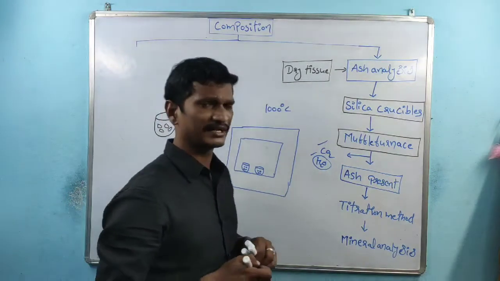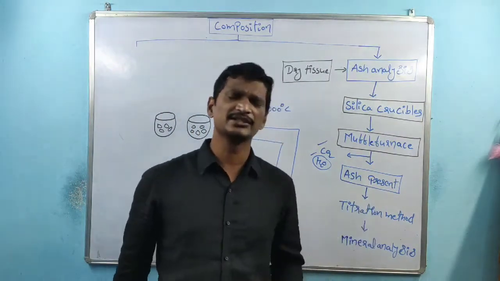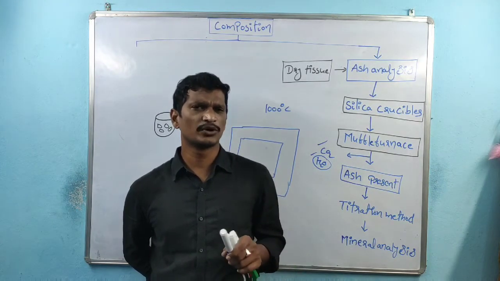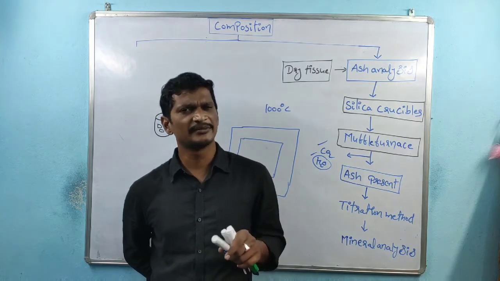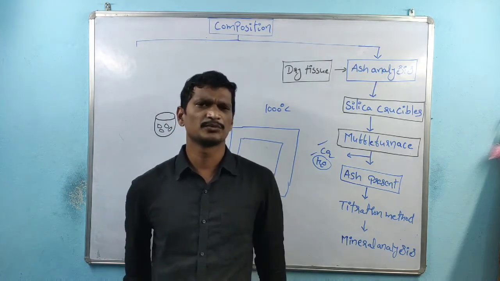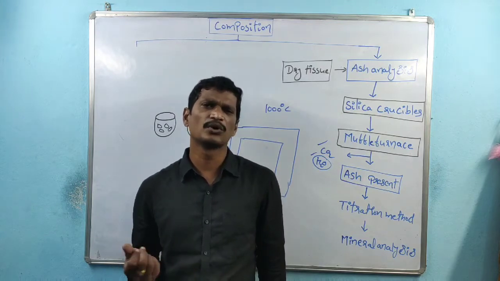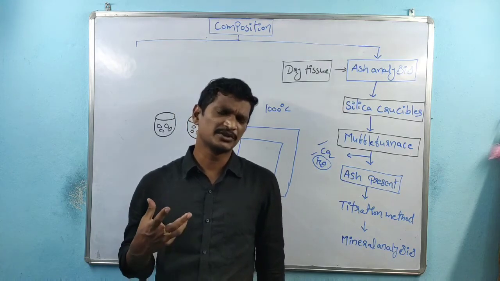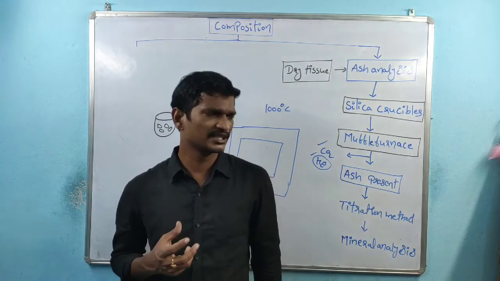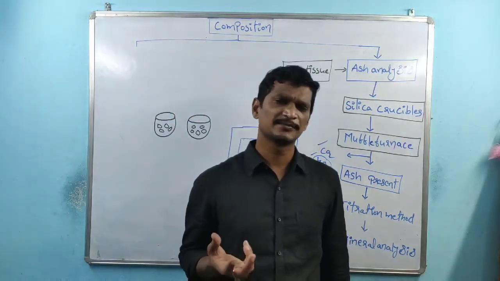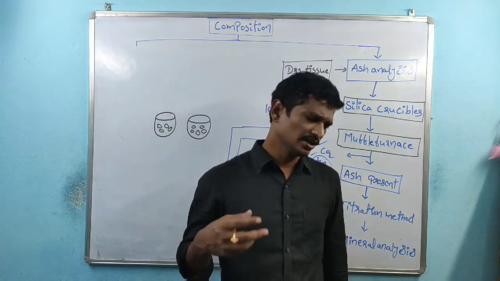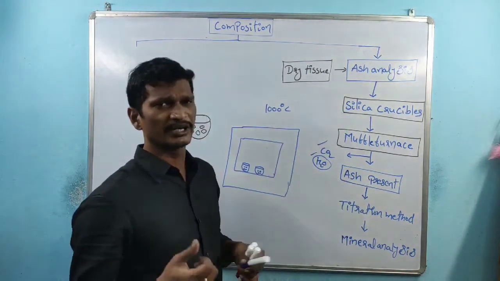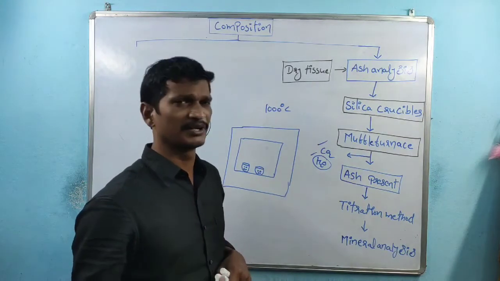Remember why we are collecting the ash. Why do we collect ash? The ash collection mainly supports the estimation of the different types of minerals present in a cell. For example, bone cells have a larger amount of calcium, and different types of cells have different mineral compositions. So how do we estimate the minerals in a cell? By the ash analysis method, we estimate the different types of minerals.